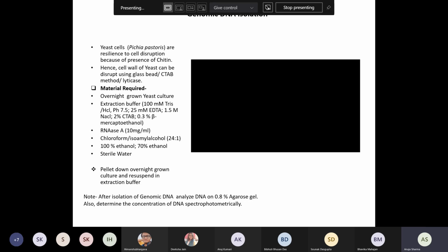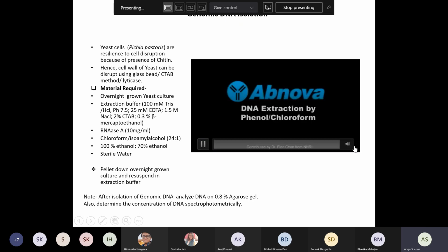To isolate this genomic DNA, first you will lyse the cell wall and cell membrane, and then you will extract. Once you have lysed, you have RNA, protein and DNA from your cell. We will separate protein, DNA and RNA from each other using chloroform phenol extraction, the chloroform phenol isoamyl alcohol extraction method, as we call it. I'm going to play a video which shows how to do it.